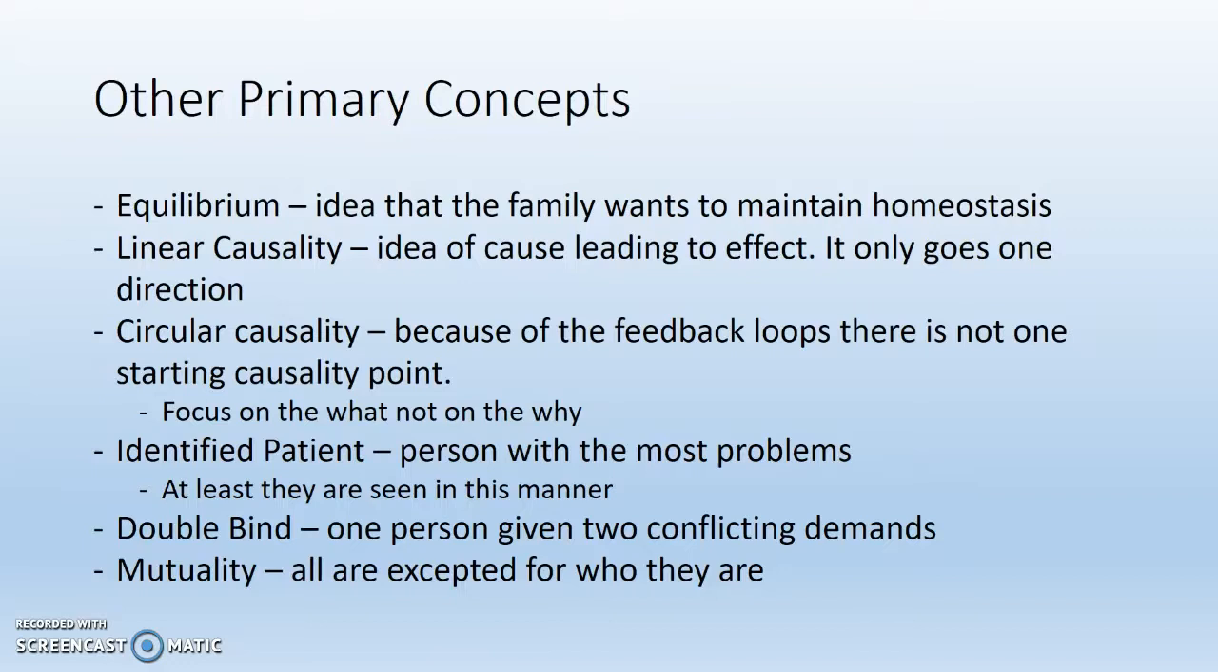The linear causality is the idea that there's a cause leading to an effect, and this is what the family systems theory was trying to overcome in looking at the problem rather than the person. So they want to focus on the what, not the why. And that's where the idea of circular causality comes from, that, for example, when the wife nags, the husband withdraws, and because the husband withdraws, the wife nags, and it goes in a circle. So they need to focus on the problem rather than the why of the problem.